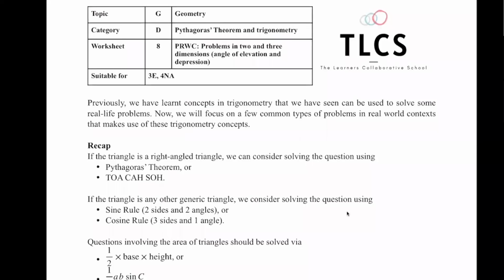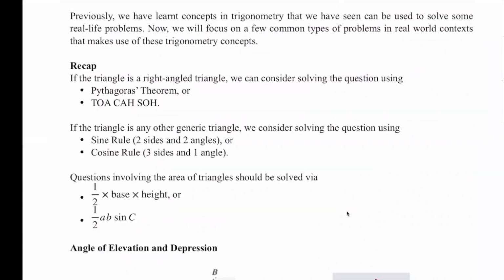Okay, so after you have learned all the Sec2 trigo, all the Sec3 trigos, let me just recap a bit of what you have learned. In Sec2, you have learned that if it's a right angle triangle, you can use Pythagoras theorem, you can use Tokasu. And then in Sec3, you have learned that if it's just any random triangle, you don't know whether it's right angle, you can use sine rule when it's two sides, two angles, and you can use cosine rule when it's three sides, one angle.